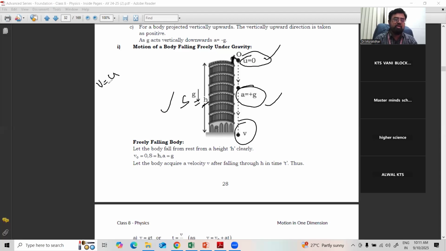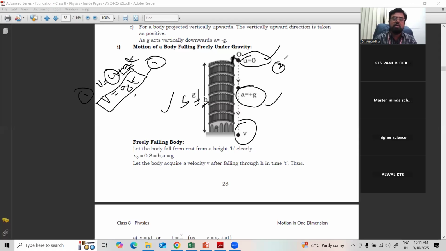First, for example, take v is equal to u plus at, which is the first equation. Under the influence of gravity, in the case of a freely falling body, this equation becomes v is equal to, u is 0 and a is equal to g, so v is equal to gt. So under the influence of gravity, the first equation of motion is given by v is equal to gt, because u is 0, 0 plus gt, gt only.